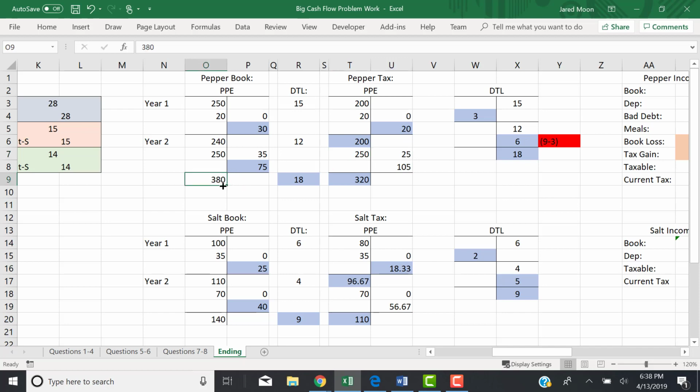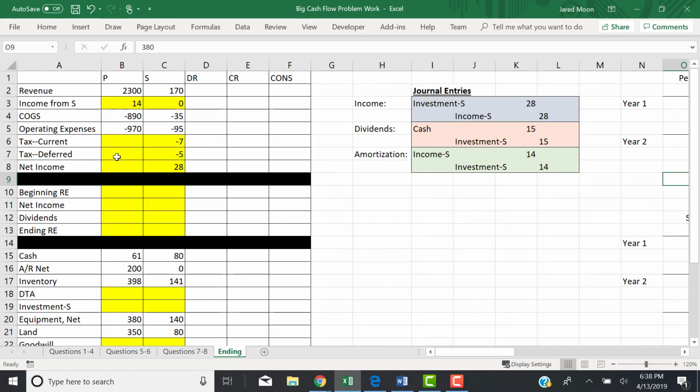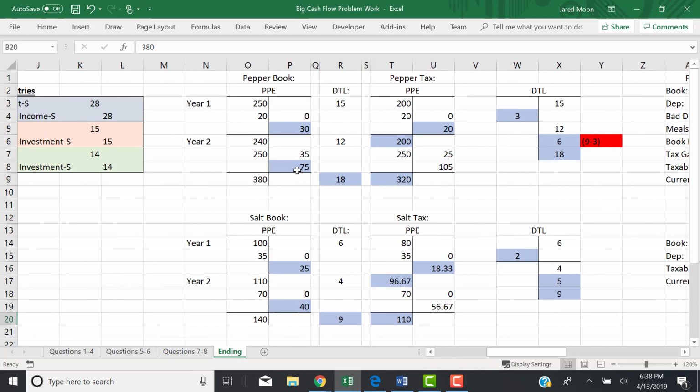We're told what the ending balance was for books right over here, 380, boom. So we take that amount, solve for the $75 depreciation, and then we're told what the tax depreciation was of 105. We know that 200, 250, 25, 105, we can solve for the 320. That's the simple T account stuff. And if we have the 320 and the 380, that's a difference of 60. 60 times 0.3 is 18.